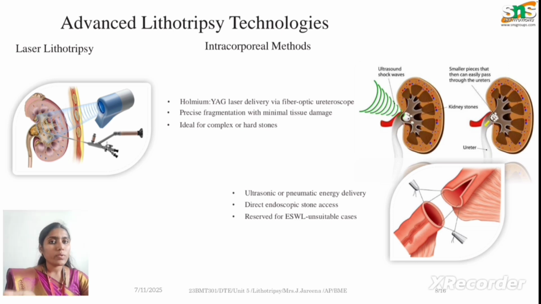Intracorporeal methods are just the opposite of extracorporeal methods. Here they make a small incision on the body and send in the endoscope. Through the endoscope they pass the energy. This particular intracorporeal method is recommended when the stone is very big, very large, and it is very hard to deal with using the laser or extracorporeal methods, which are non-invasive. In such a case only they will go with intracorporeal methods, because it is an invasive type: we are making an incision and sending the endoscope inside. Through the endoscope only we are passing the energy source to break the kidney stones.